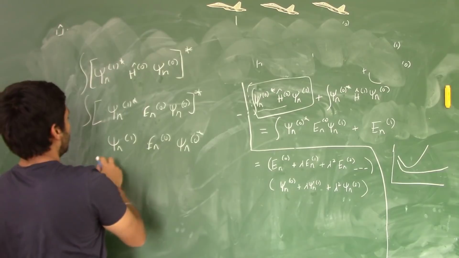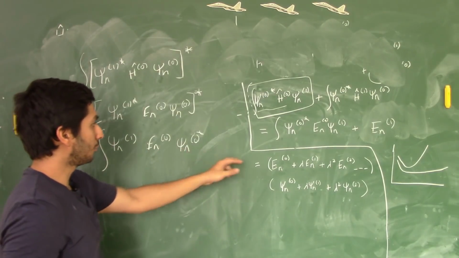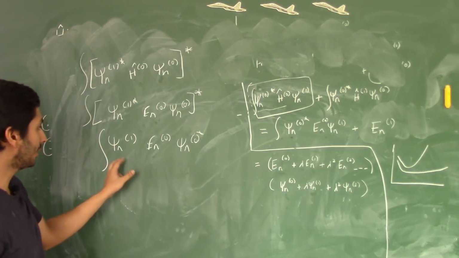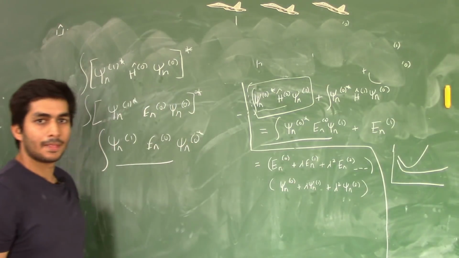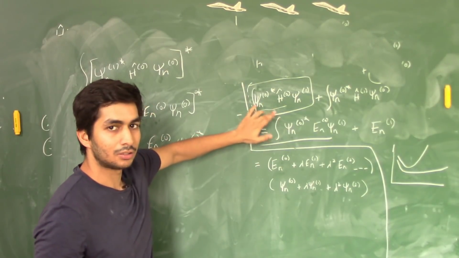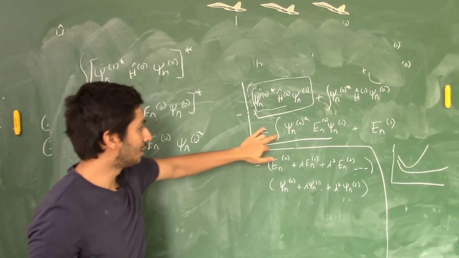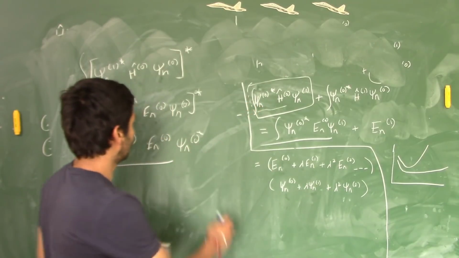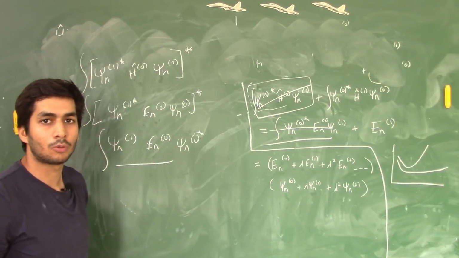Now if you see this term ψn¹ En⁰ ψn⁰*, and this term ψn⁰* ψn¹ En⁰, these are basically the same terms. These two are the same terms, and they are on opposite signs. If I take it on the left hand side, this will become minus of this. So basically this term over here and this term over here will cancel out using the Hermitian operator property.